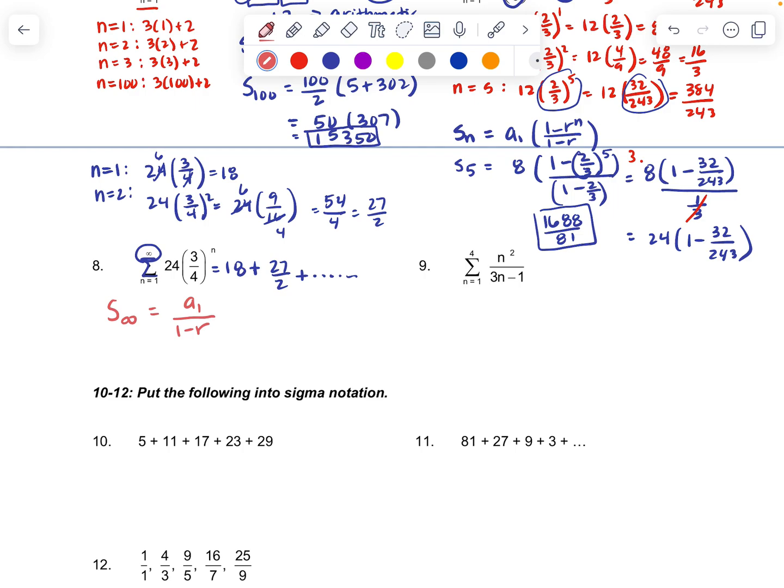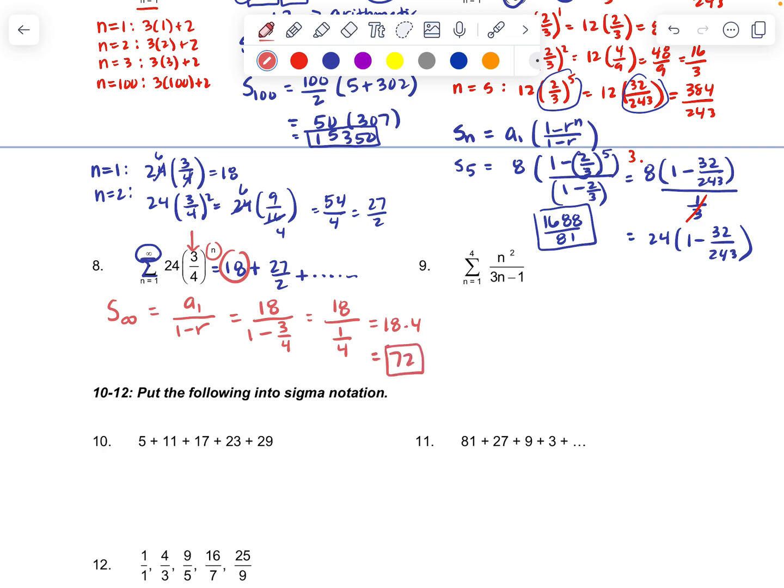Now, let's see if I know all the information. Do I know a sub 1? Yep, here it is. So that's 18 all over 1 minus, what's the common ratio? Remember, it's anything that's being raised to the n power, so it's 1 minus 3/4. Now again, let's see if we can help our calculator out. So this is 18, 1 minus 3/4 is 1/4, and if I'm dividing by a fraction, that's the same as multiplying by the reciprocal. So then if you do 18 times 4, you should get, oh my gosh, I should know this. I think it's 72. Yes, 18 times 4, that's just going to be 72.